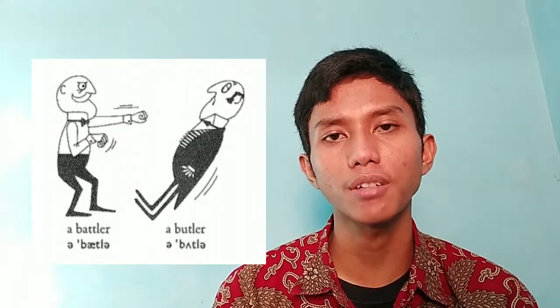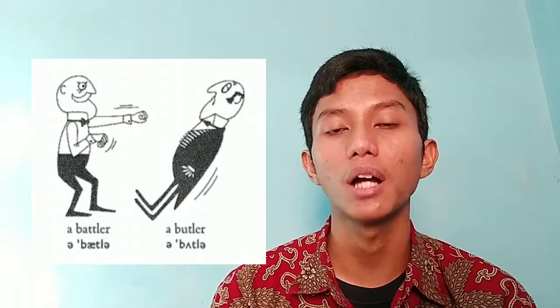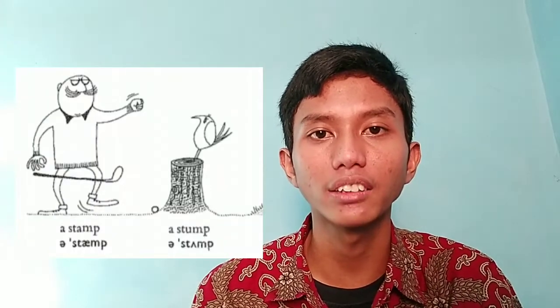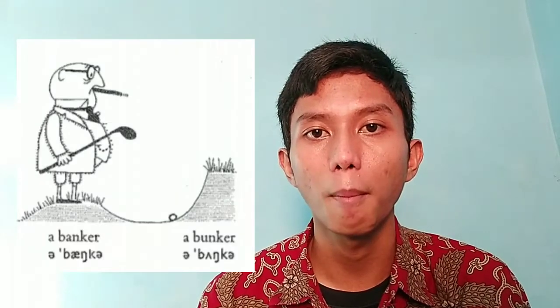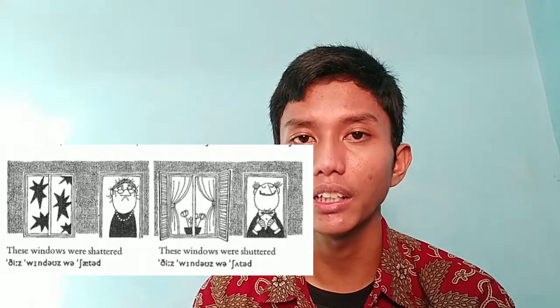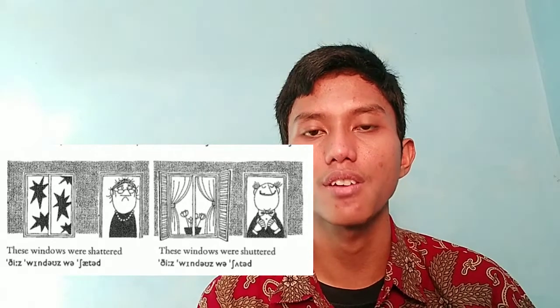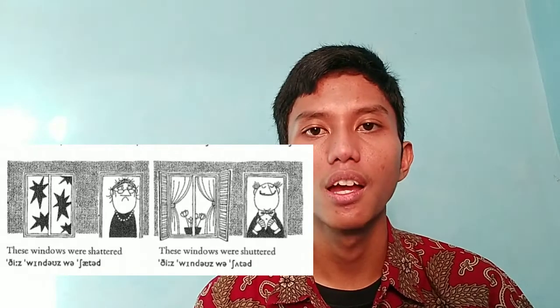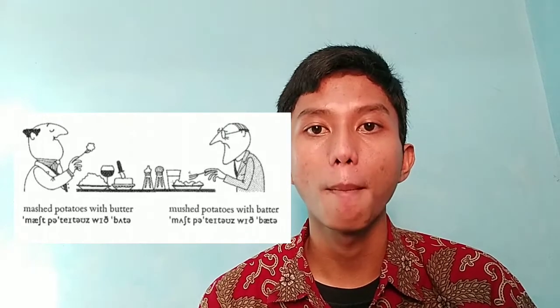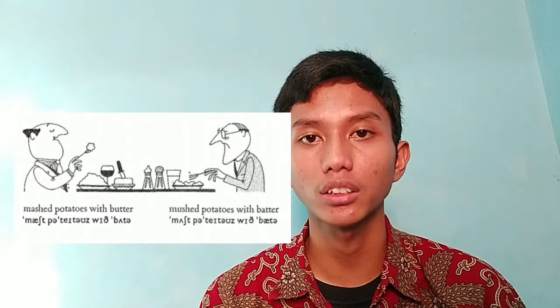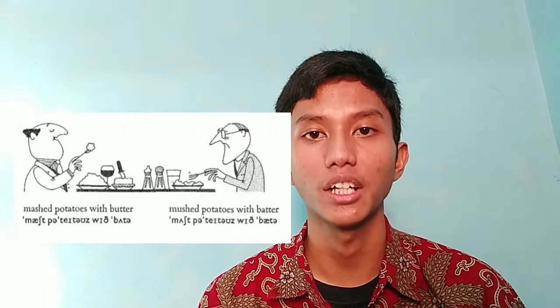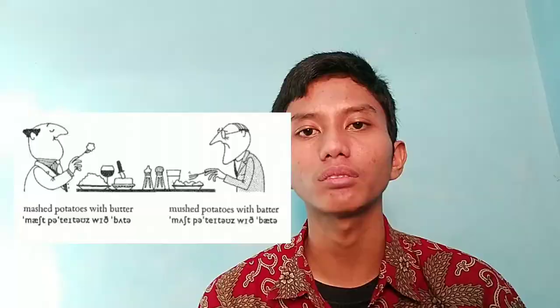And then we are going to the next picture, the difference between a battler and a butler. Battler. And then the next picture, there are stamp and stump, and a banker and a banker. And then the next picture, there is a sentence, these windows were shattered. And then beside, these windows were shattered. And the final picture of this page, there are mashed potatoes with butter. And then beside it, there are mashed potatoes with batter. We are going to the next page.